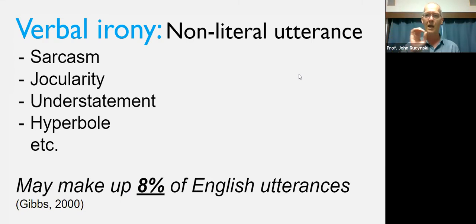So we say one thing, but our words mean something different. So this could be sarcasm, this could be jocularity. I'll explain the difference soon. It could be understatement or the opposite of that, hyperbole or exaggeration. So again, an example, I have 300 slides to get through tonight would be hyperbole, fortunately. Now, why it's important to recognize or understand this, one researcher showed that this can be up to 8% of English utterances. So that is a lot of irony or sarcasm. So if you think of language learners and what they have to deal with to understand the L2.